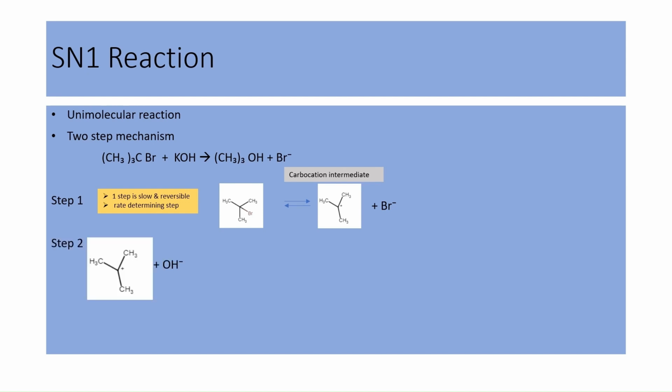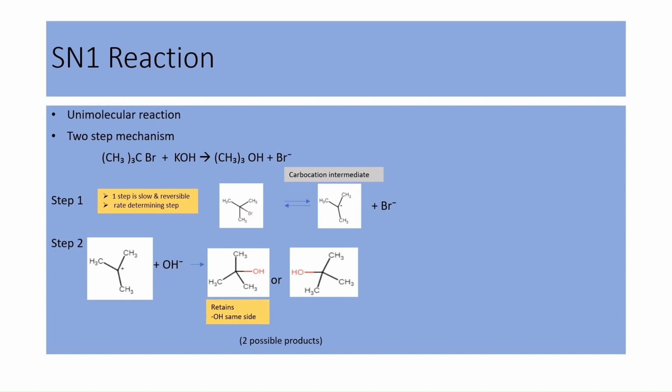O of OH forms a bond with the carbon with positive charge, forming alcohol. Here, in this example, a tertiary alcohol is formed. Two possible products can be formed. One, where stereochemistry is retained: OH forms a bond with carbon on the same side as Br. Two, where stereochemistry is inverted: OH forms a bond with carbon on the opposite side of Br.